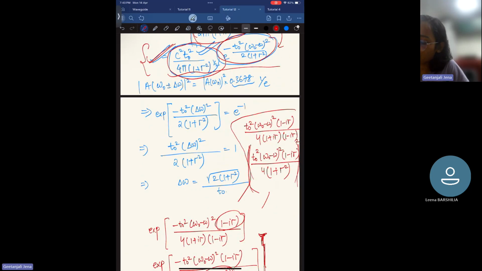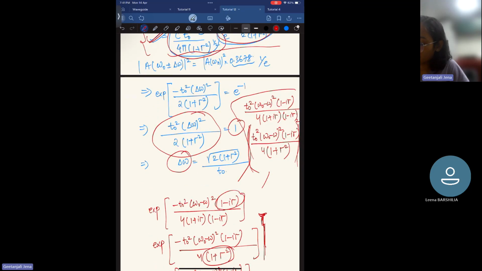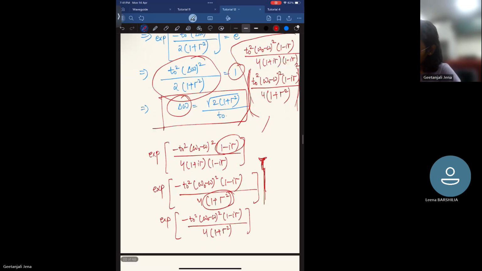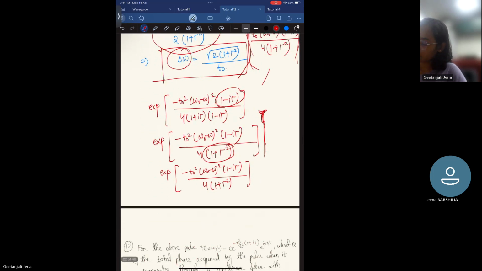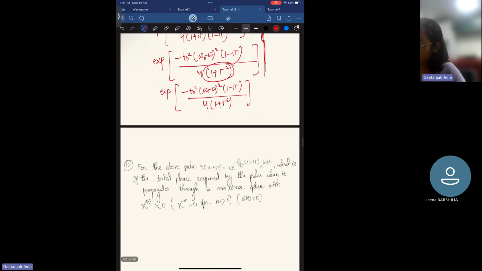So we need to find out what is the delta omega such that the intensity is 1 by e of its initial value. So that means this value is equal to 1. So we can find out the spectral width. It is square root 2 times 1 plus gamma square by T0. Okay. So let us move to our next problem.